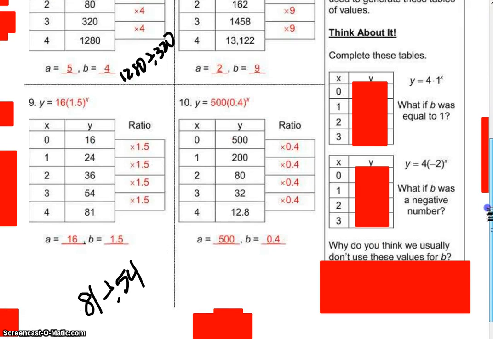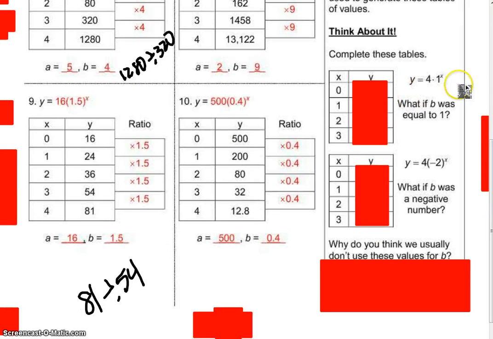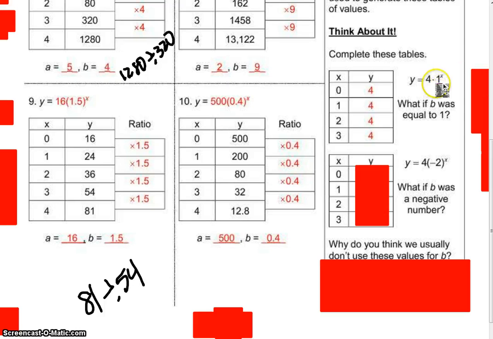So looking over here, they tell me it's 4 times 1 to the x, so I know that my 0 is going to go with 4 because that's my A. What if B was equal to 1? What's going to happen each time? Well, 4 times 1 is 4, times 1 is 4, times 1 is 4. So if your base is 1, these are all going to be the same.